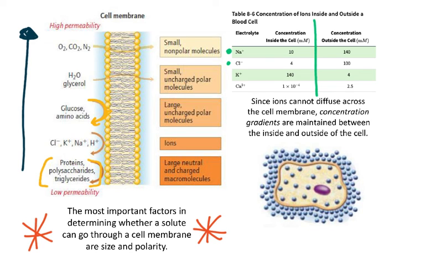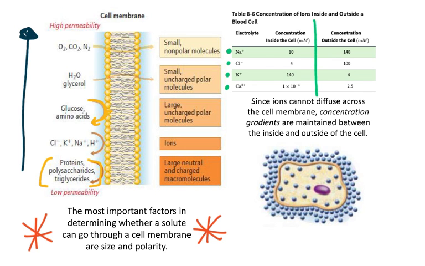But it's not always smaller inside the cell. For example, potassium ions have a higher concentration inside than out. So the permeability goes both ways. And calcium ions have a huge gradient at 1 times 10 to the minus 4 inside and 2.5 outside. So almost 10,000 times difference. So the cell membrane is really quite good at maintaining this concentration gradient inside and outside the cell.